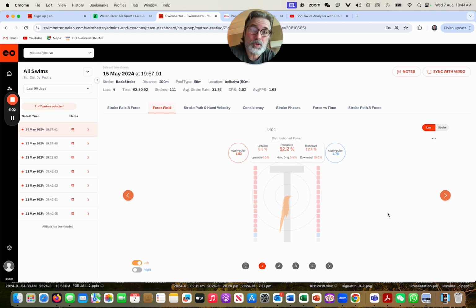He's got more than triple the downward force on his left hand than he has on his right hand. I'll have a quick squiz at his lap 2, and let's see if that changes. No, 50% and 30%. So Matteo is nothing if not consistent in his approach. So that's the very basic info that you can glean from this chart, looking at splitting the hands and seeing which hand is doing what.